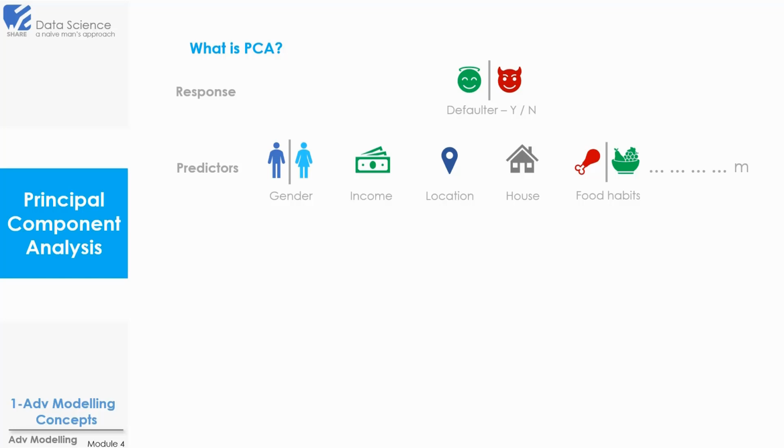Now it's apparent to us that food habit has got no relation with a customer being a defaulter or not. So one way is that we eliminate this variable altogether. This is called feature elimination. But the real life scenario is not that simple.